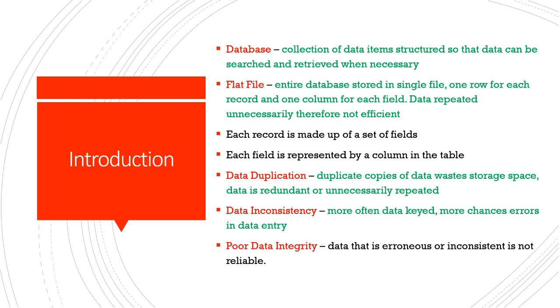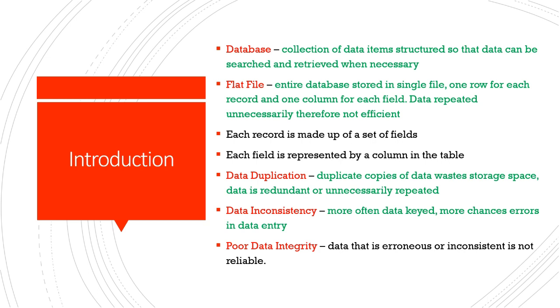The first one is called a flat file database, and this is where the entire database is stored in one single file with one row for each record and one column for each field. The data will be repeated unnecessarily, and therefore this is not an efficient database. A record is a set of fields, and a field is represented by a column in the table. You'll know this whenever you go into software packages like Access. This will be a lot more clear.